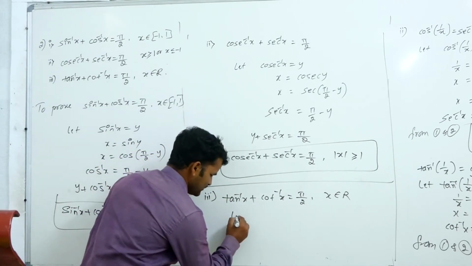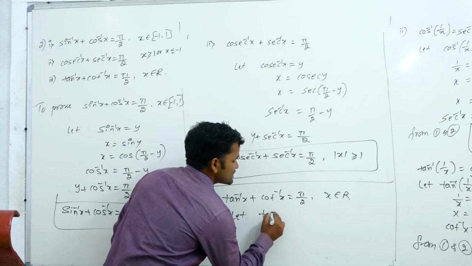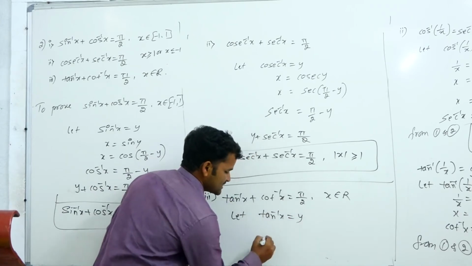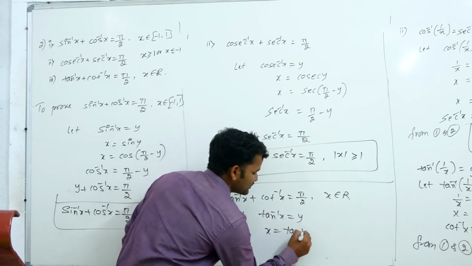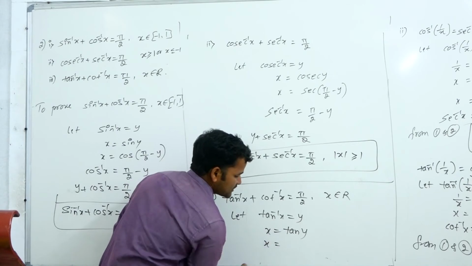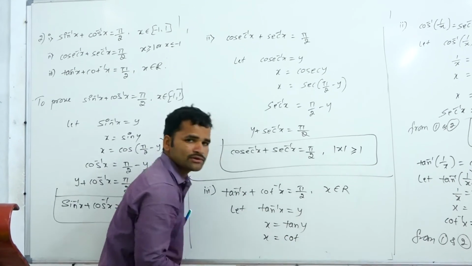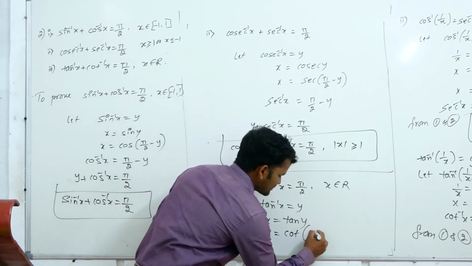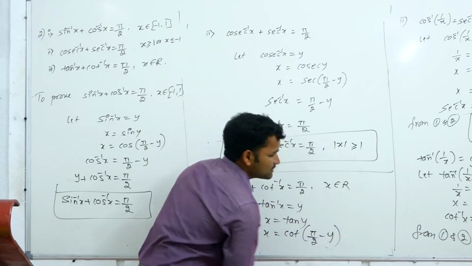To prove this, you take tan inverse of x is equal to y. This is nothing but x is equal to tan y. X is equal to tan y can be written as cot of 90 minus theta, means cot of pi by 2 minus y.